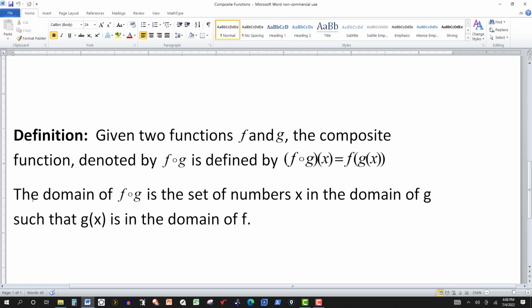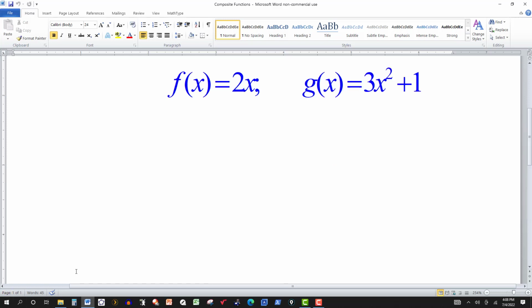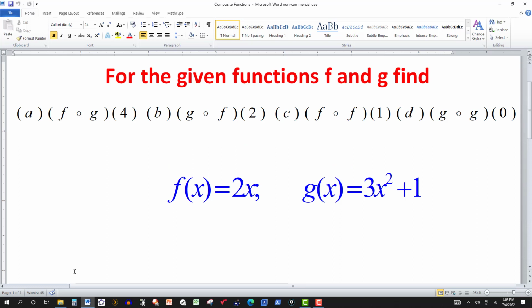And then it's important to know this: the domain of the composite function f circle g, or f composed of g, is the set of numbers x in the domain of g, such that g of x is in the domain of f. We'll look at this definition in more detail in another video. Right now we're just going to look at the basic idea of a composite function. So if you're familiar with this, you can go ahead and see if you can compute this out. We have the two functions, f of x equals 2x, g of x is equal to 3x squared plus 1, and we want to evaluate. You can pause the video and see if you can do them, then I'll be back.